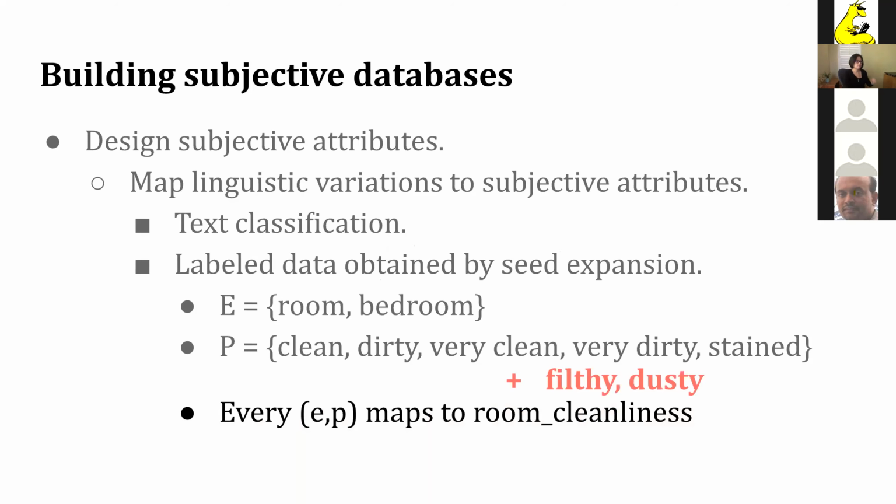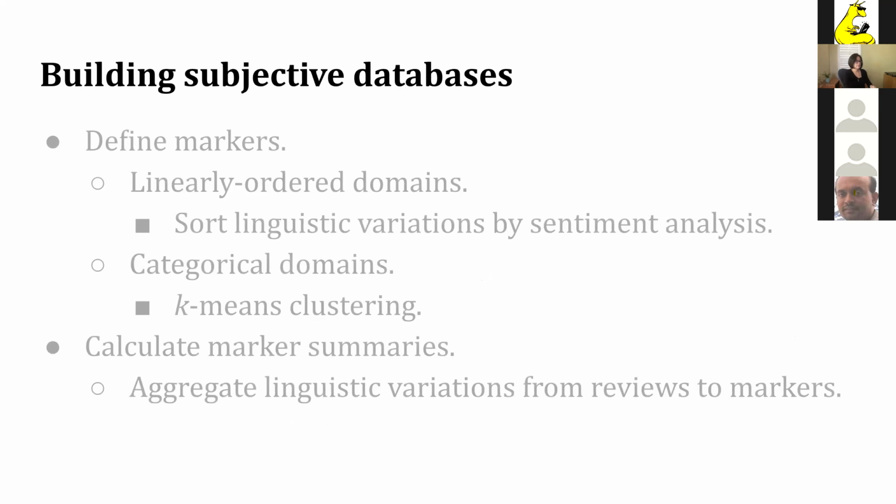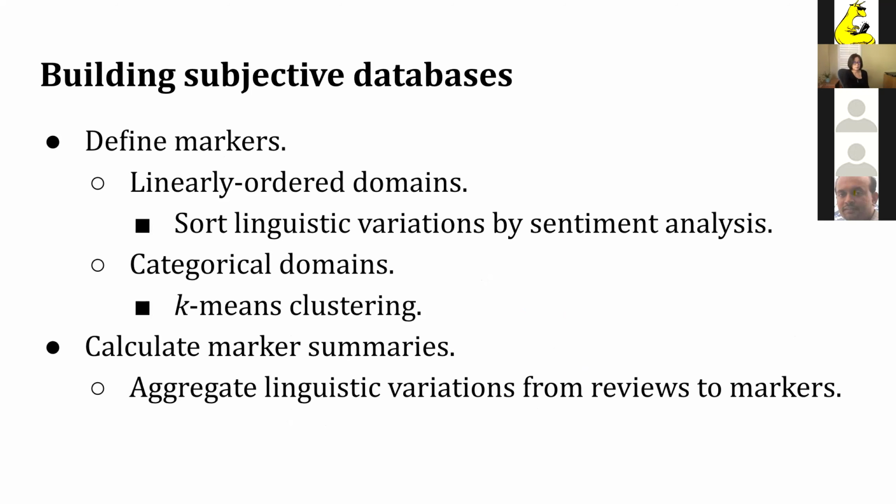After that, you need to design these subjective attributes. How do you come up with room cleanliness, bathroom styles, and so on? This is where a little bit of manual work comes in. Someone has to look at this set of extracted aspect-opinion pairs and try to cluster them and understand what the potential subjective attributes would be. I'm going to skip this part. Someone also has to define what the markers in the marker summary would be. One easy way to do this is, for linearly ordered domains, to simply sort the linguistic variations by sentiment analysis and then pick representative points in this linear order. And for categorical domains, you can cluster them using k-means.